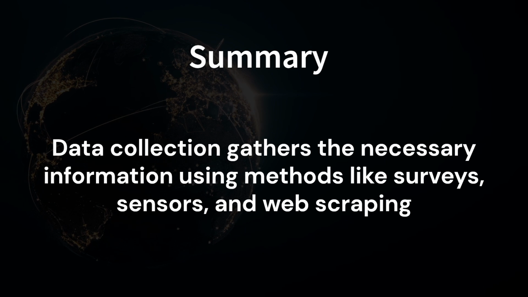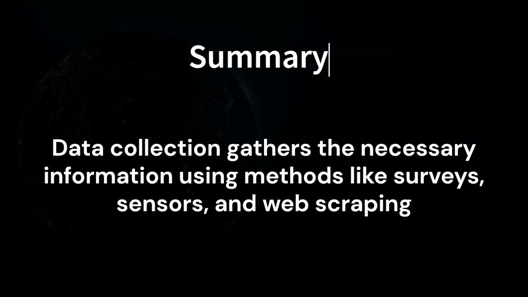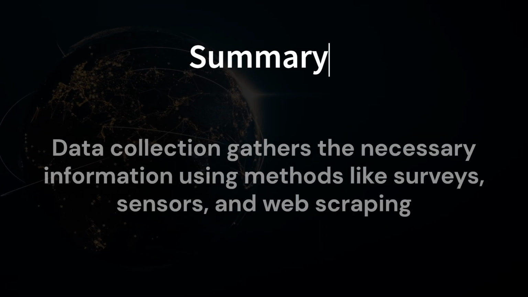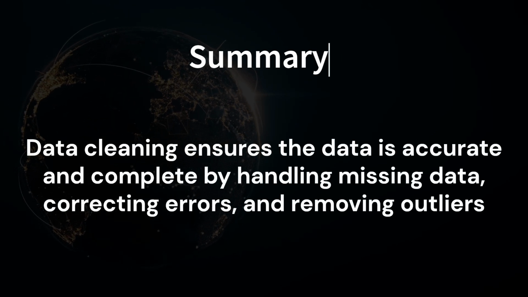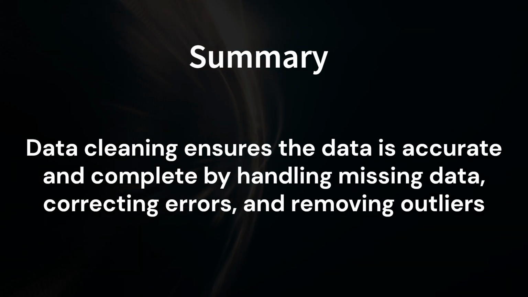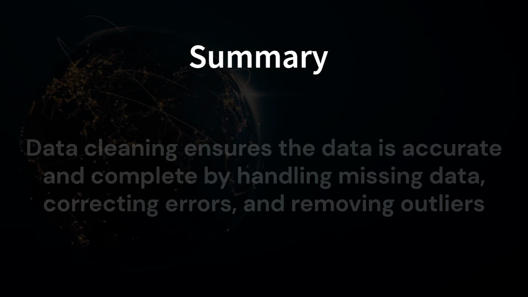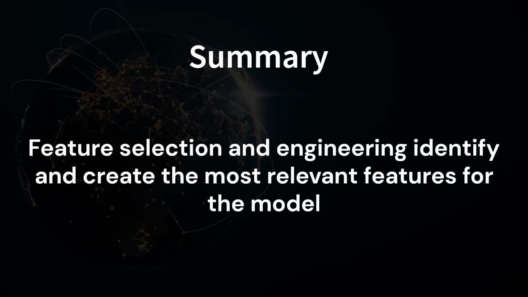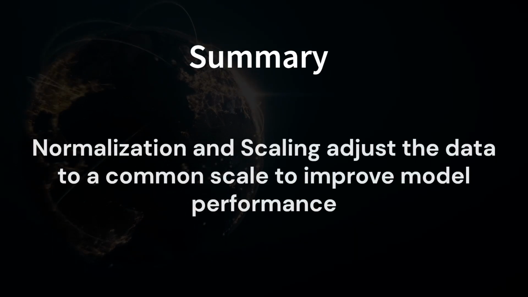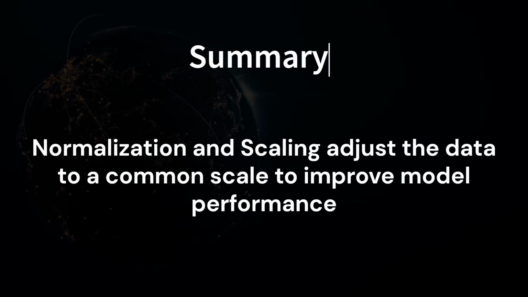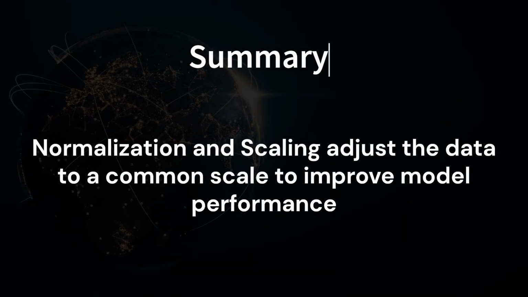To summarize, data preprocessing is a critical step in the machine learning pipeline that involves several key tasks. Data collection gathers the necessary information using methods like surveys, sensors, and web scraping. Data cleaning ensures the data is accurate and complete by handling missing data, correcting errors, and removing outliers. Feature selection and engineering identify and create the most relevant features for the model. Finally, normalization and scaling adjust the data to a common scale to improve model performance.